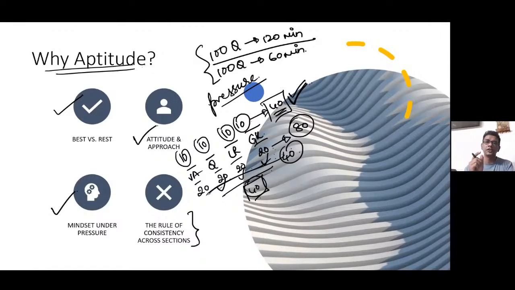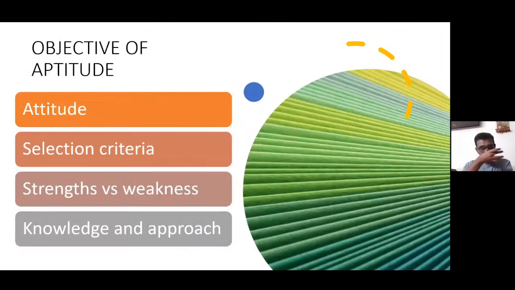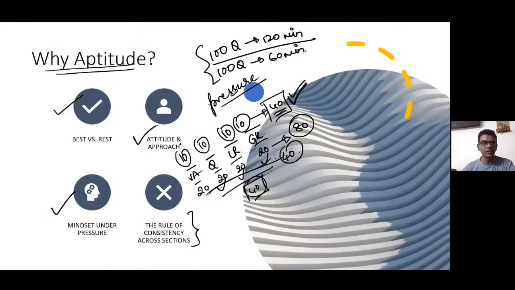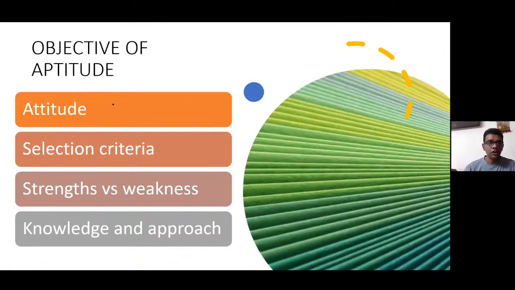Less information can actually make you cross even a turn, even a stone, with high difficulty. So you have to have information in your hand. Now, what is the objective of an aptitude exam? As we said, this is a continuation of why aptitude exam. The objective of an aptitude exam is to check your attitude, to see how your selection criteria are. Are you uniformly selecting, or are you concentrating only on one area of your strength?